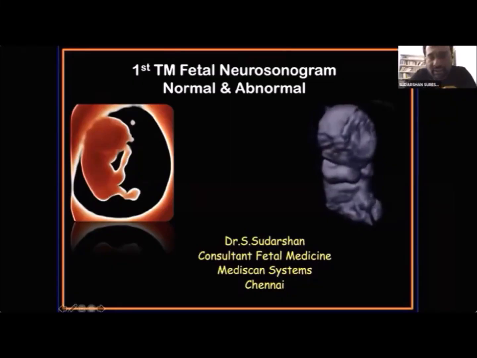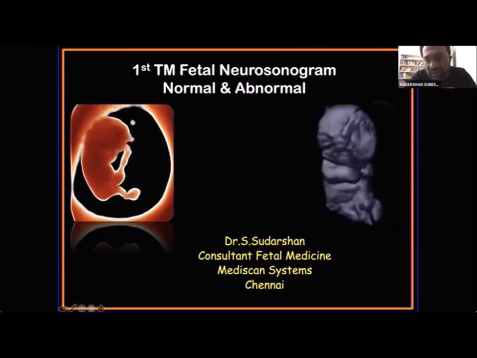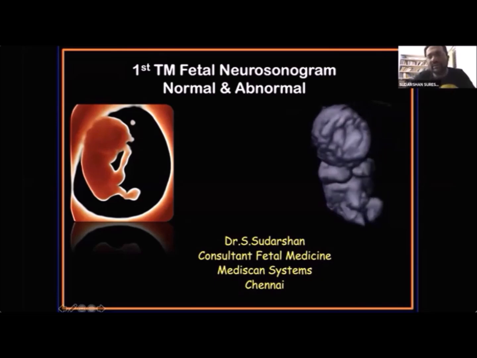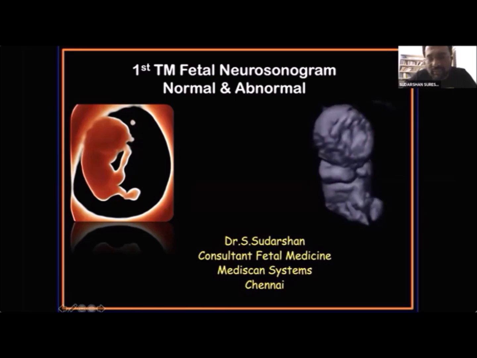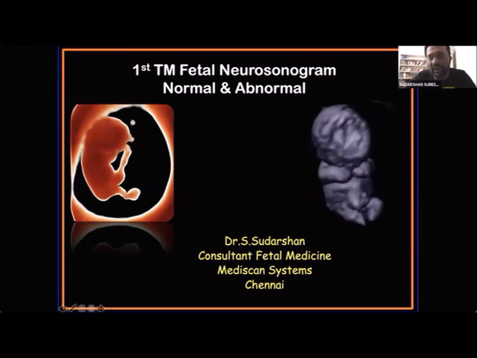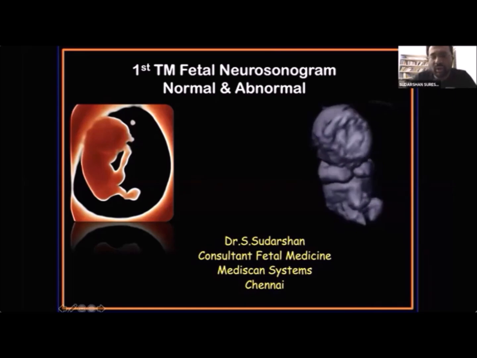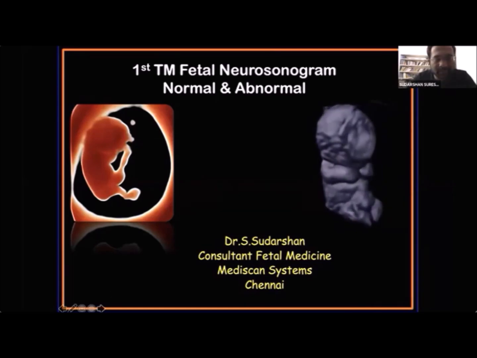So what I'm going to do is divide this session on the first trimester fetal neurosonogram into a little bit of the embryogenesis of the fetal brain, and it will be very much in respect to what we see in the early pregnancy on ultrasound. And we will go on to the standard and some of the non-standard planes of assessment of the fetal brain in the first trimester. With that in mind, we'll see how we can extrapolate these planes to identify the common abnormalities that we are able to pick up at the first trimester scan.